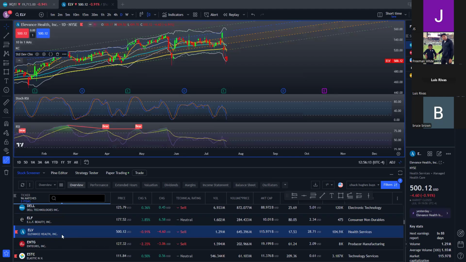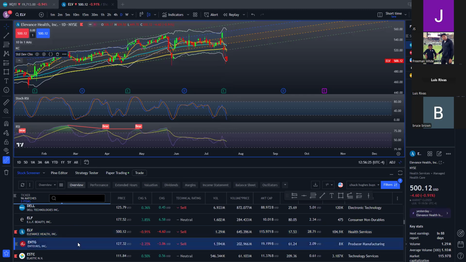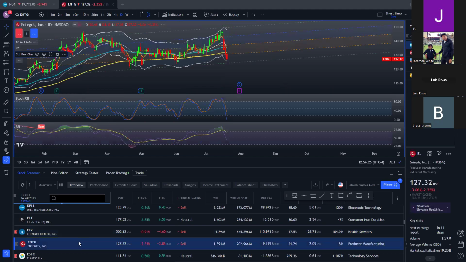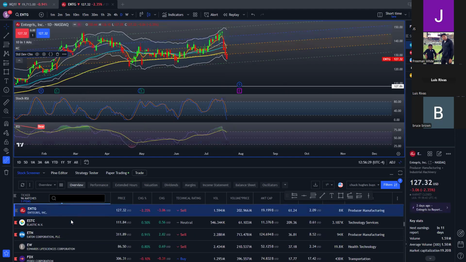ELV is a health company in the health sector. This one is ready too. I hope y'all are writing these tickets down, because I haven't even put them on my list or anything. I'm going to go through all this again, A through Z. This one is almost ready, ENTG.